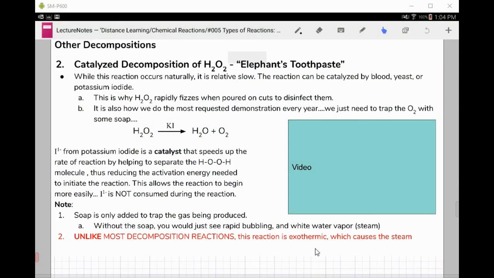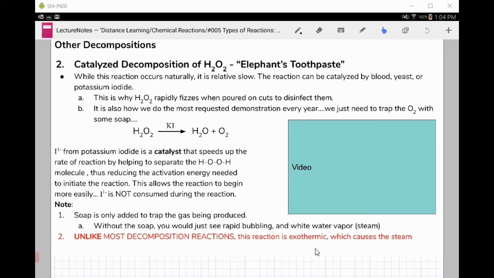Now, one other decomposition reaction is also the cause of the most highly requested demonstration every year, which sadly we are not in school to do. It is the decomposition of hydrogen peroxide. Now, hydrogen peroxide, H2O2, naturally decomposes into water and oxygen gas. It does it pretty slowly, but it does it over time.